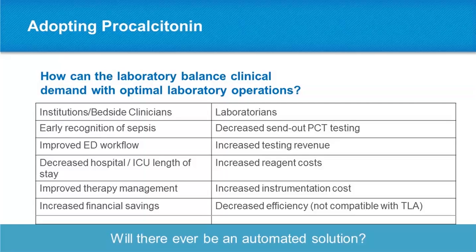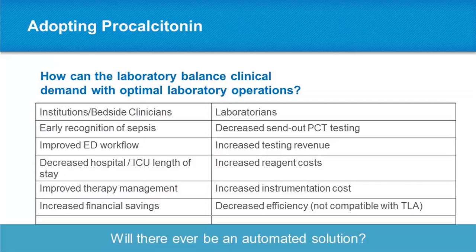However, if you talk to everyone before 2014, during the time when we were looking at things, we had a lot of challenges. In this case, there's no automated test available. And so we have a challenge right here that leads to increased costs. It's not automatically compatible with total lab automation at the time. We have to buy instruments, reagents. But in contrast, we are tempered with the fact that we decreased send-out PCT testing because that's what we were doing at the time, costing hundreds of dollars per test, and bringing it in-house increases testing revenue.